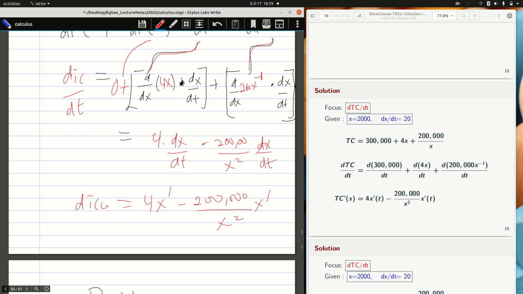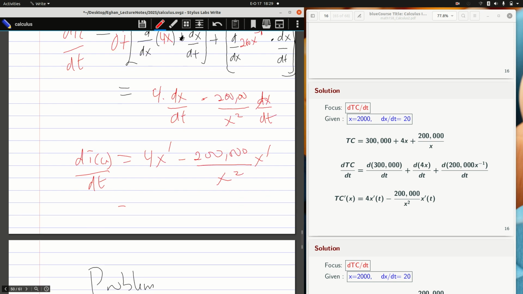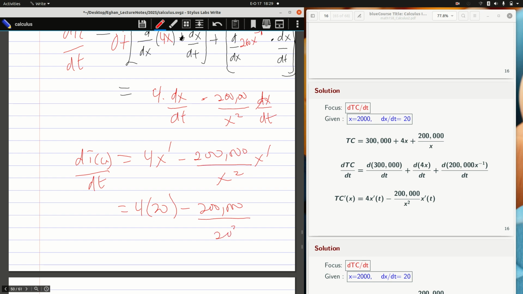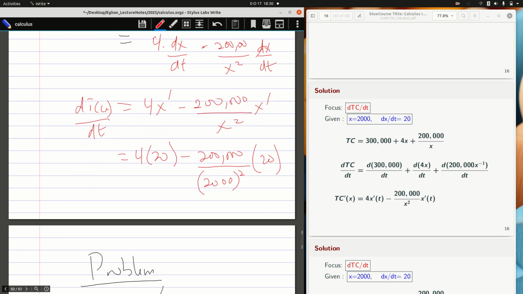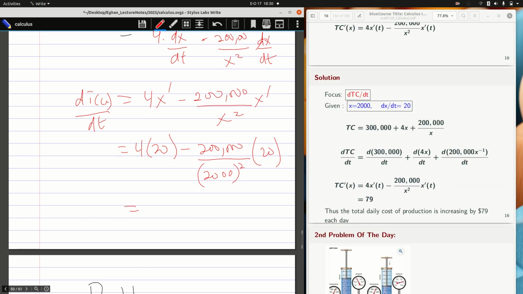But you know, you have been given x prime, you've been given x. So 4 times x prime, which was 20, minus 200,000 all over 20 squared times 20. I think I've done some mistake here. x is not 20, x is 2,000 squared. It's x prime which is 20, and that gives me 79.